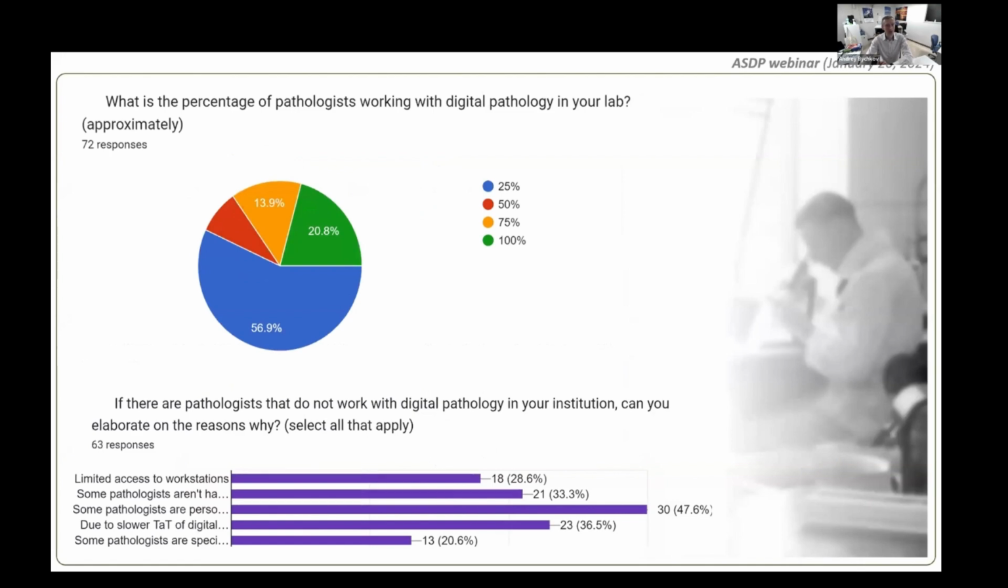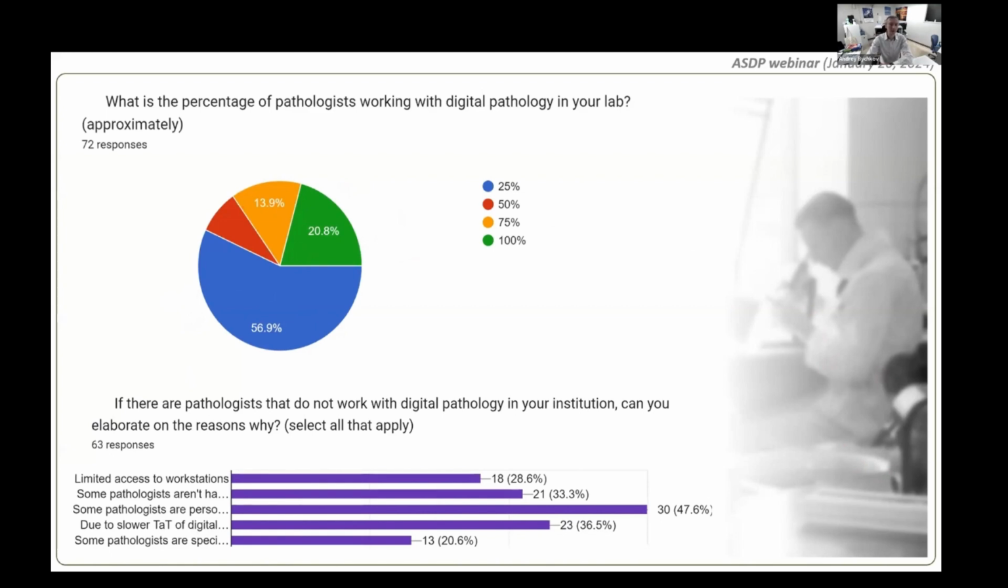What is the percentage of pathologists working with whole slide images in your lab? The most common choices, again, had both ends well represented: less than 25%, or almost all pathologists working with whole slide images.